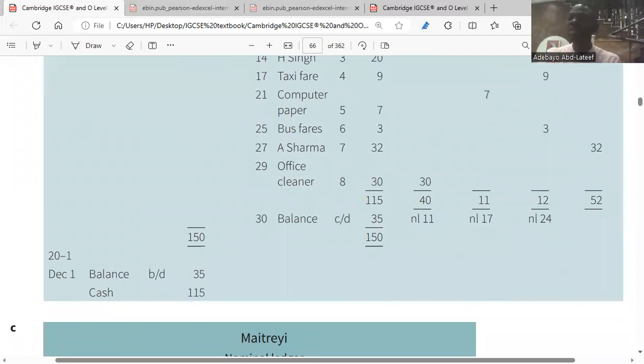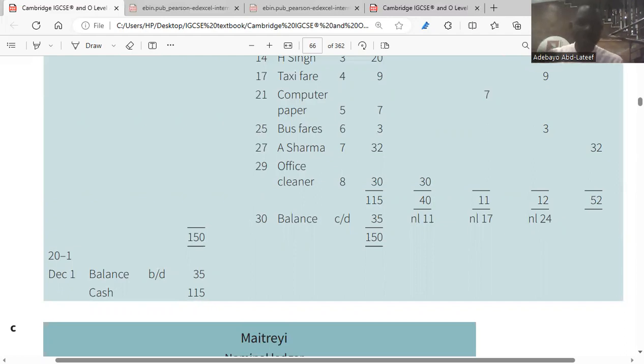So the total amount here must be equal to the total amount on the debit side. The difference between the total amount on the credit side and the debit side is what we call the balance carry down. The difference between them. So if the debit side is supposed to be 150, and now the credit side is 115, do you get it? So 150 minus 115 will give us our balance carry down, which is 35.